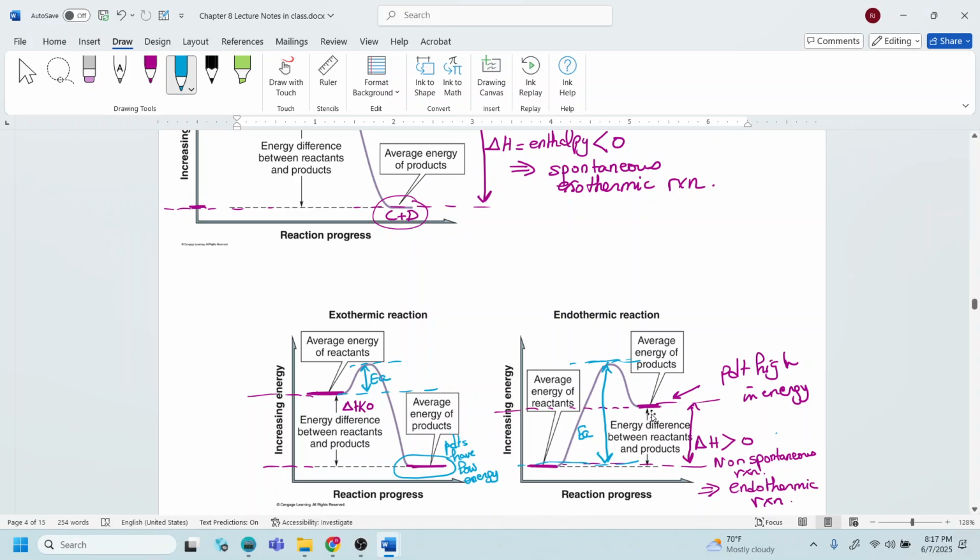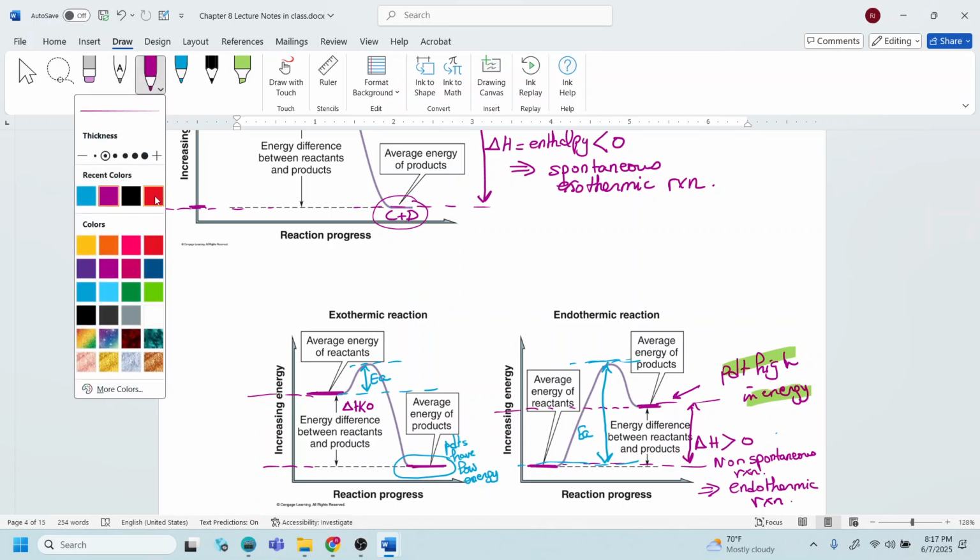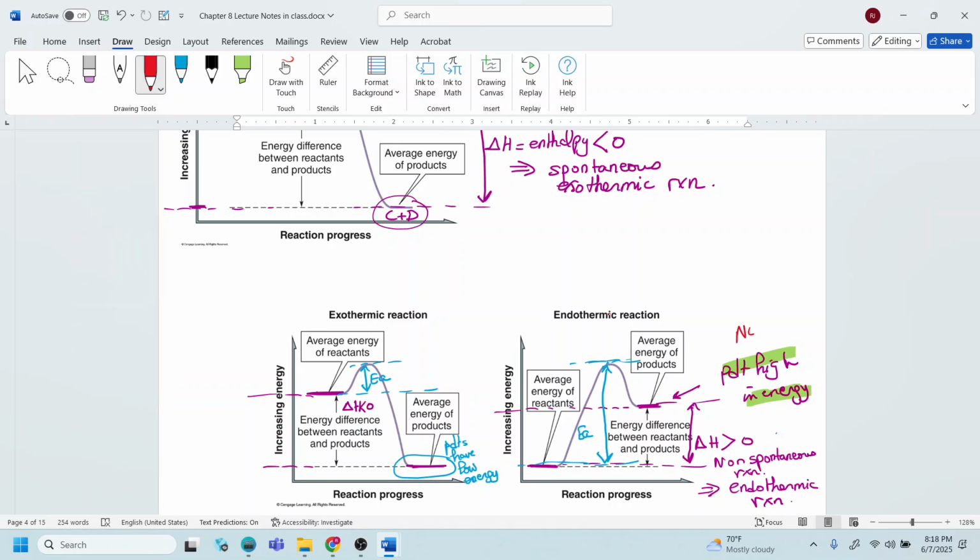And an endothermic reaction is a reaction where the distance between the reactants and the product is positive. Delta H is positive. So that is an endothermic reaction. And you can see here that the product has a high energy. So when the product has a high energy, I would say that the product is not stable. So this one is a not stable product, versus a product with a low energy, which is a stable product.